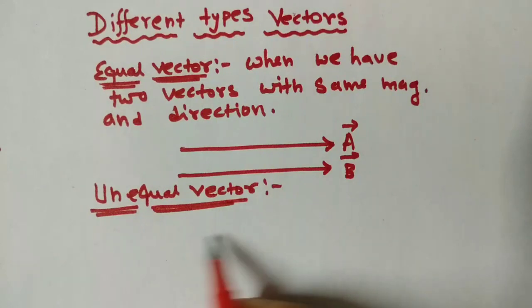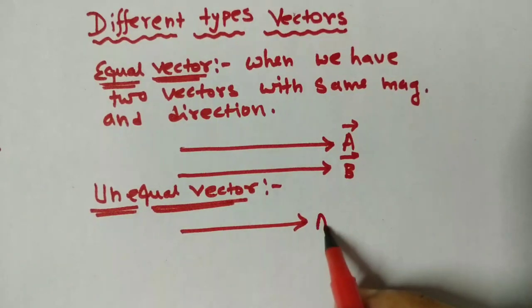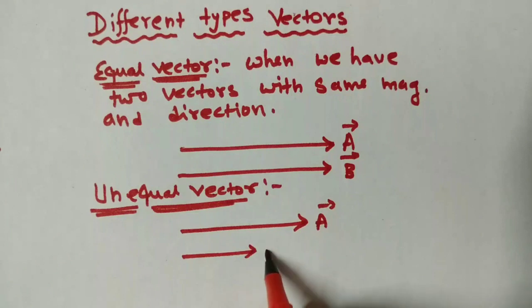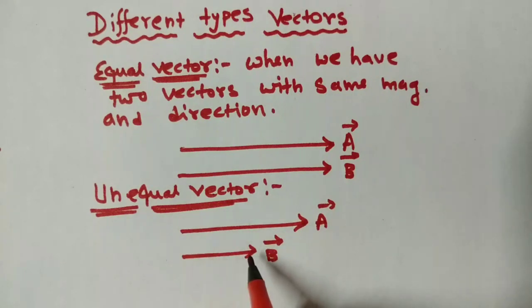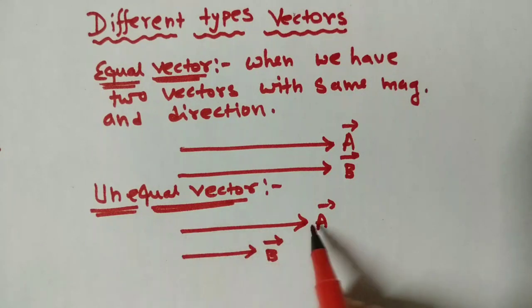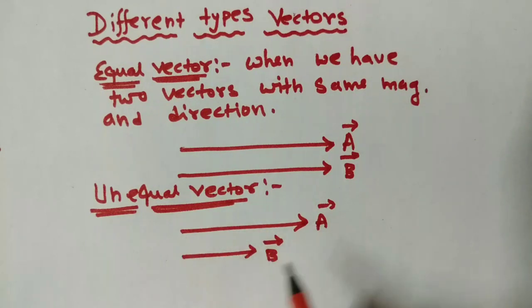Suppose we have a vector like this, say this is a vector, and say we have another vector like this, say b. So here you can see that the direction of both the vectors are same, but magnitude wise they are different. So here a vector and b vector are said to be unequal in nature. Okay, let's take another example.